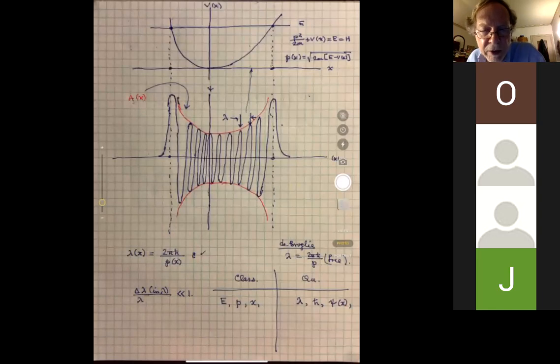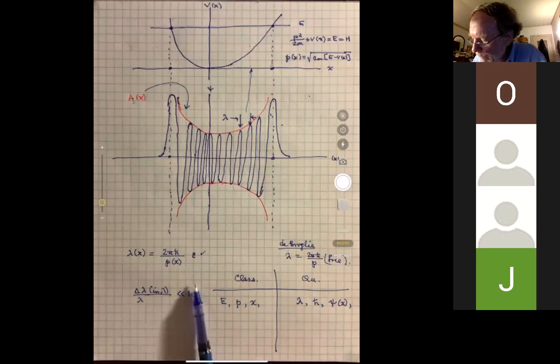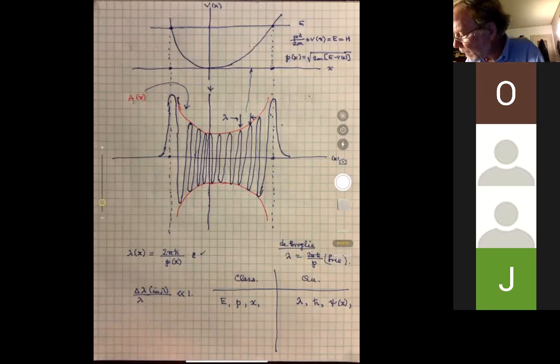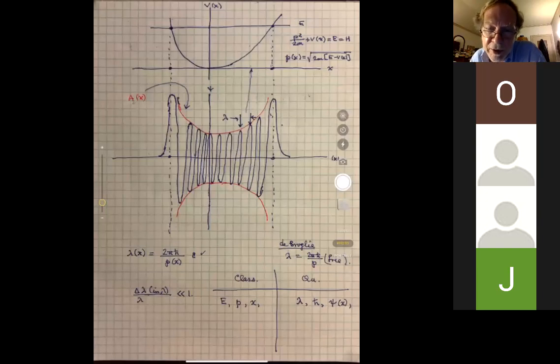But h bar is not dimensionless, so to say that it's small, you really have to state it in dimensionless terms. That's part of what I've done here. Delta lambda over lambda is dimensionless, and this is a meaningful statement regarding orders of magnitude. But in spite of the fact that h bar has dimensions, the classical limit of quantum mechanics is, in a certain sense, one in which h bar goes to 0. Let me explain a little better what that means.